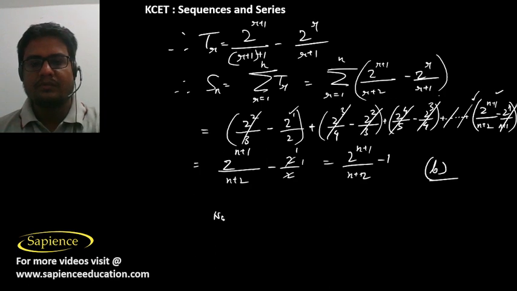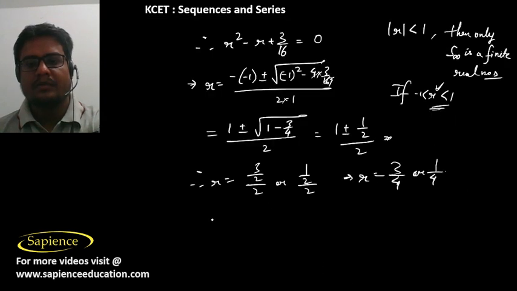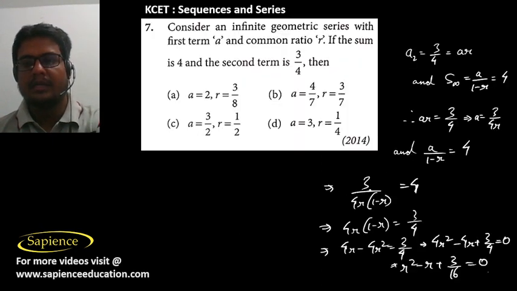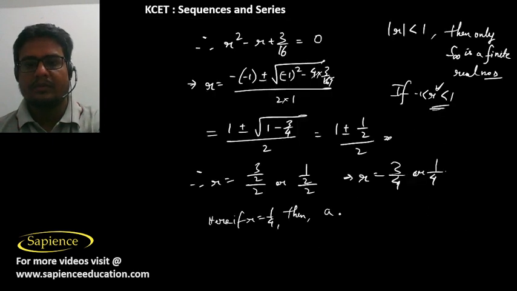So now if r is equal to 1 by 4, then ar is equal to 3 by 4. So therefore a should be equal to 3 then.